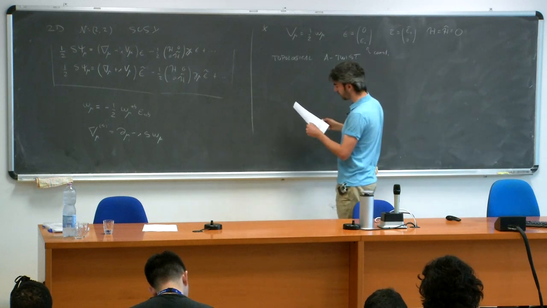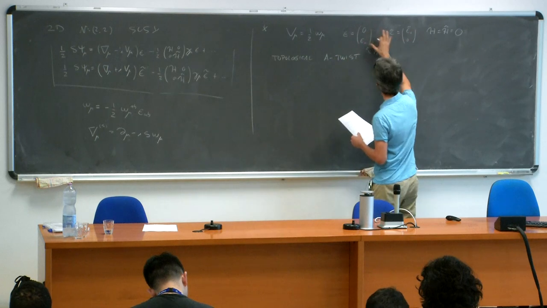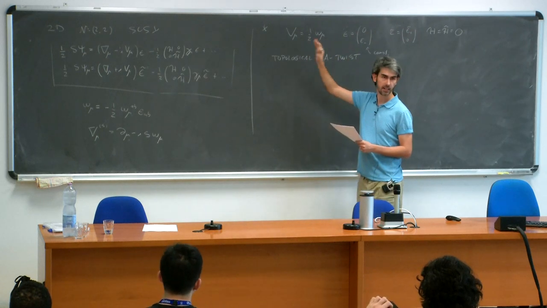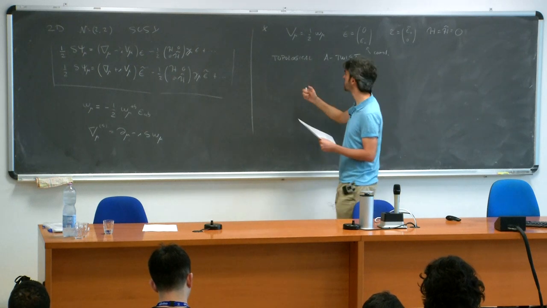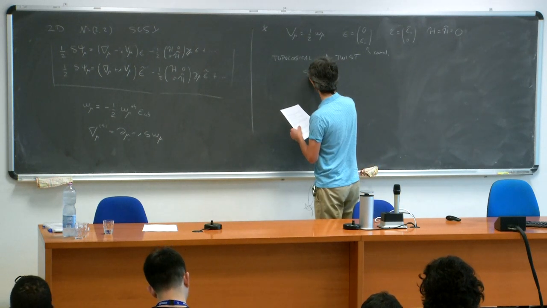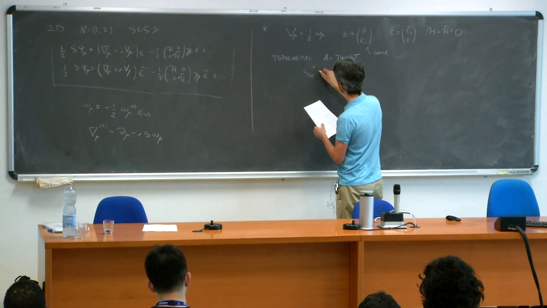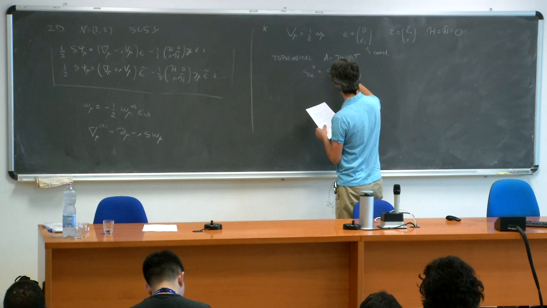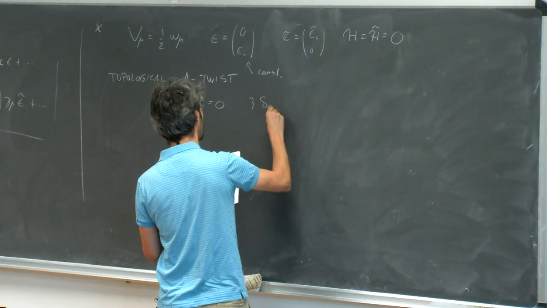Okay, and in this topological twist, one finds a very simple algebra. So now we should take this solution, plug it back into the supergravity variations, and if you wish, into the supergravity action. And for instance, the algebra is very simple. There are these two variations, variation with respect to epsilon and variation with respect to epsilon tilde. They square to zero, and the anticommutator is zero.